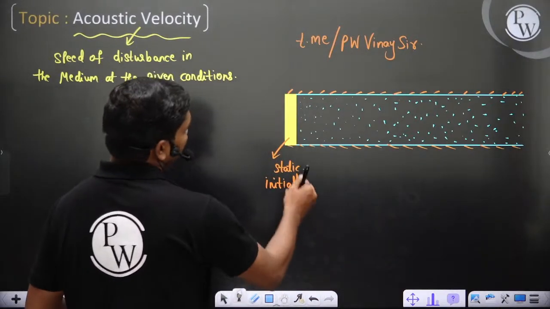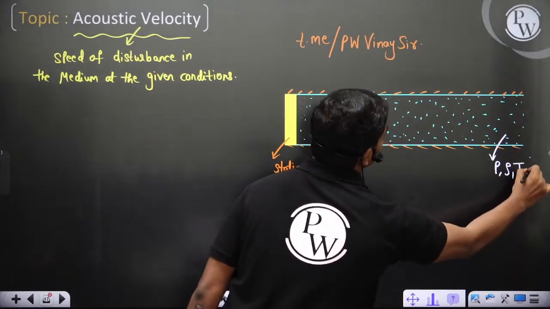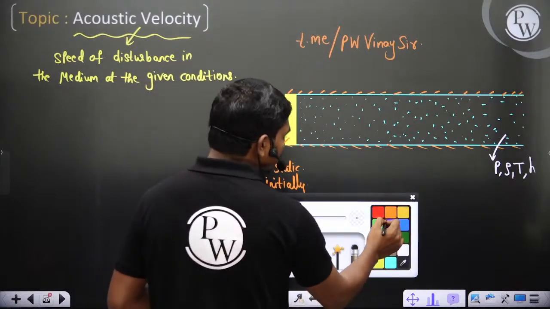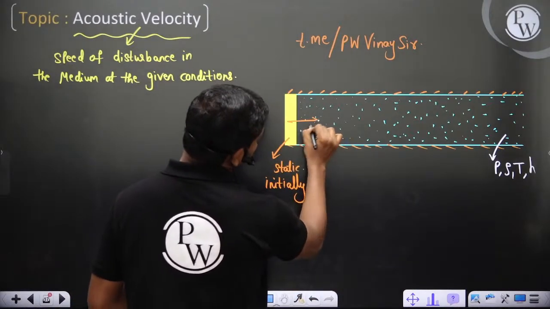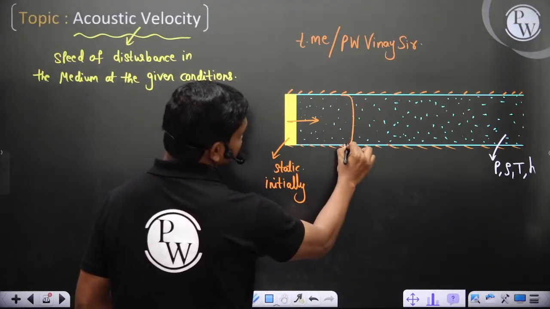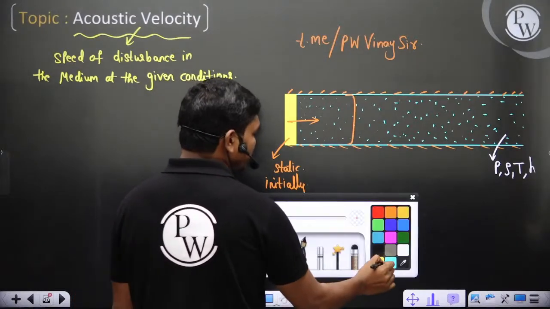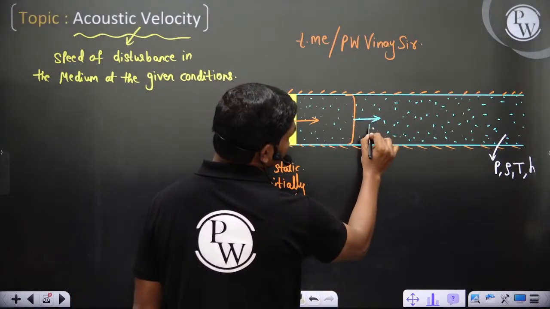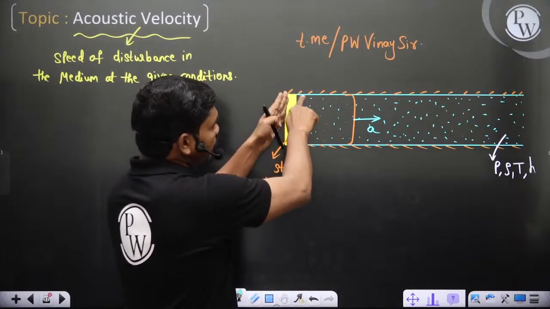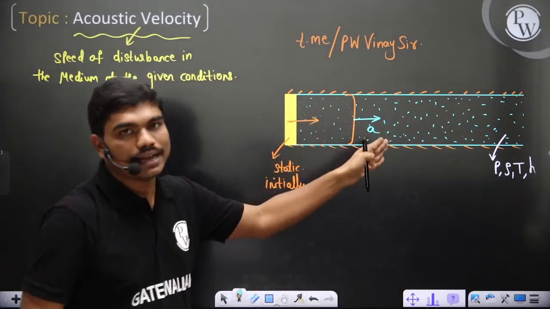Now let's say, for example, this is air. This air is at some pressure P, density rho, temperature T, and specific enthalpy h. Now if I give some small jerk to this piston, immediately what happens? A disturbance wave forms like this, and this disturbance wave travels at a velocity which is nothing but your acoustic velocity. Yes or no? So if I just push this, immediately at this point a disturbance wave gets generated, and this disturbance keeps propagating at a velocity a in this medium.